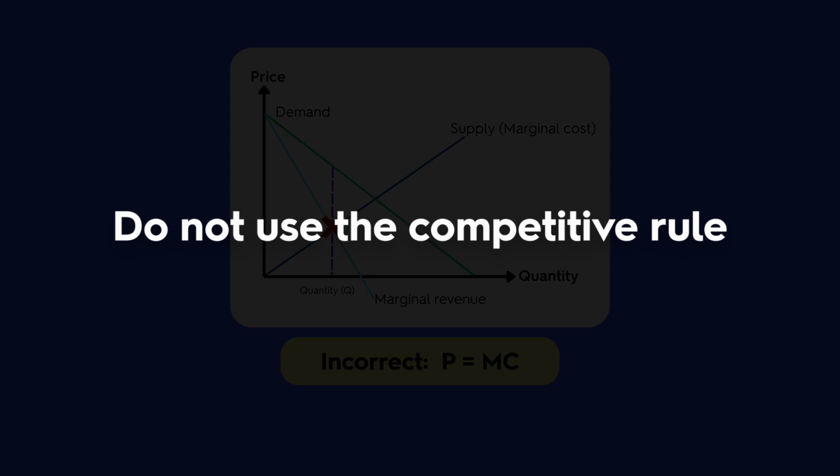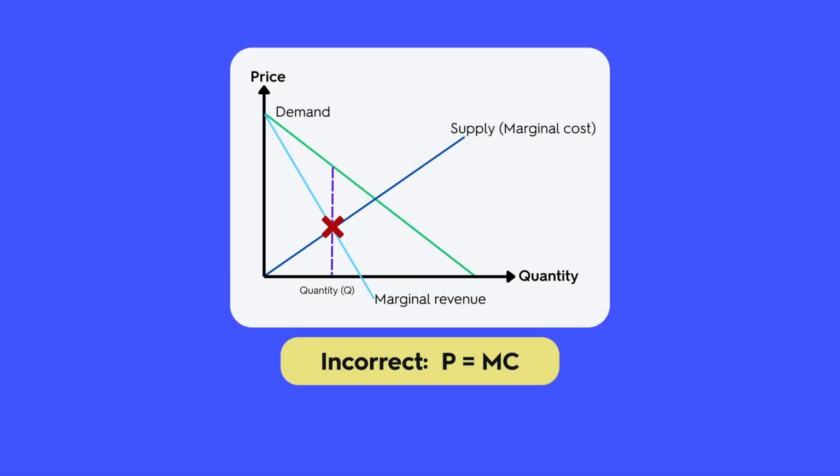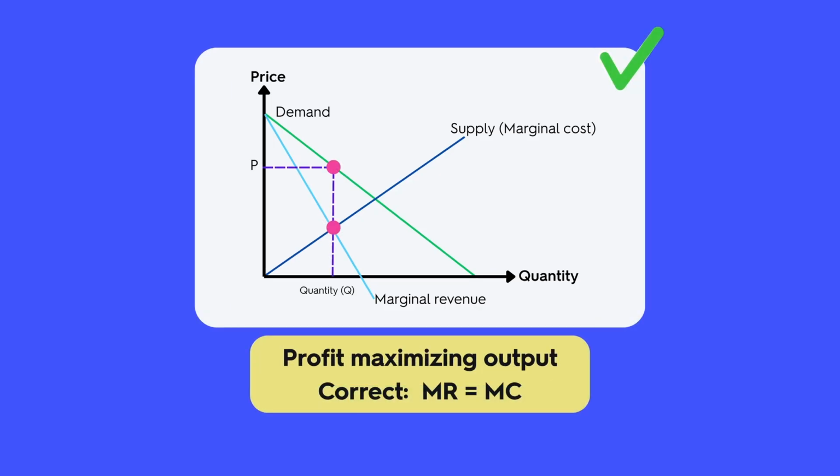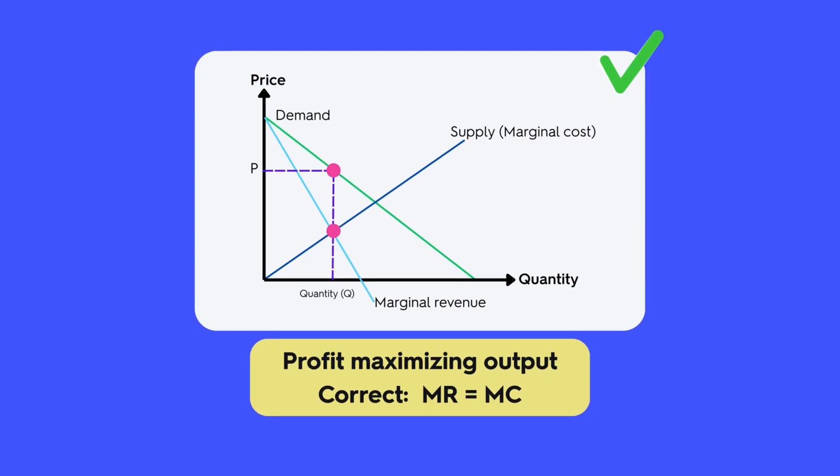One last warning. Don't use the competitive rule here, where price equals marginal cost. That is not the monopoly rule. In monopoly, price stays above marginal revenue, so the correct stopping point is where marginal revenue equals marginal cost.